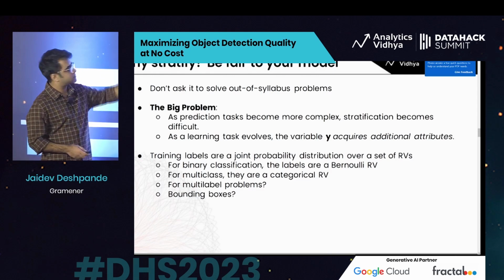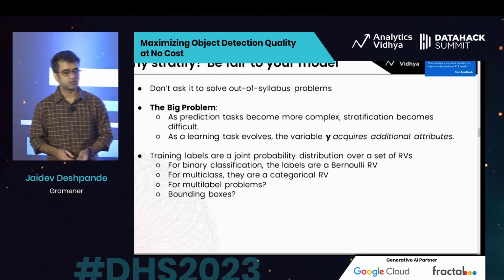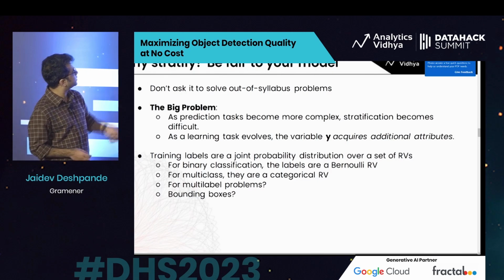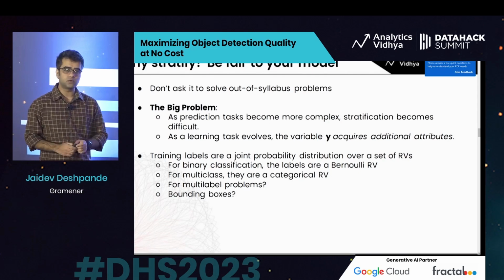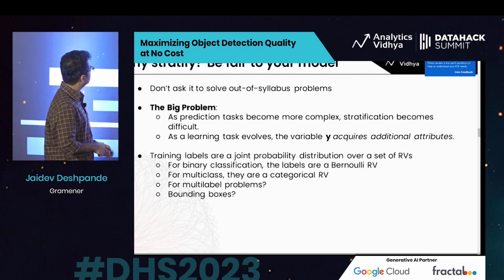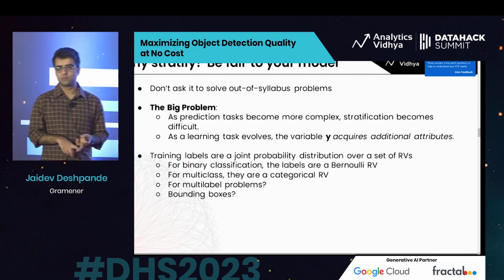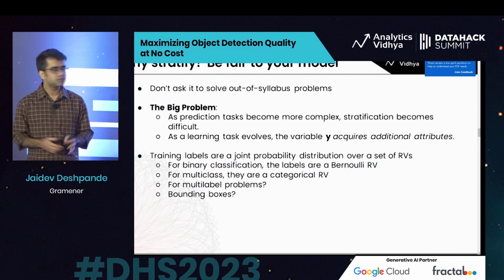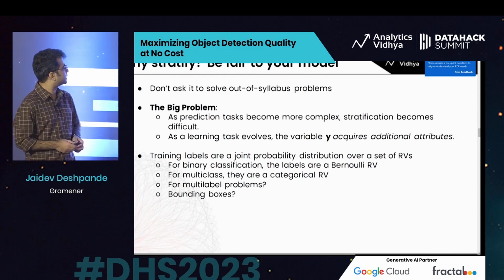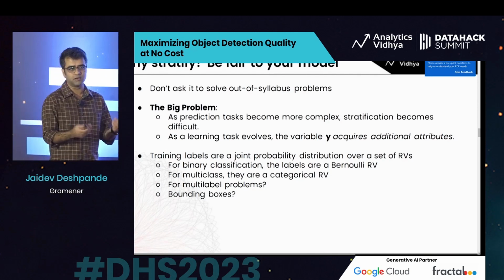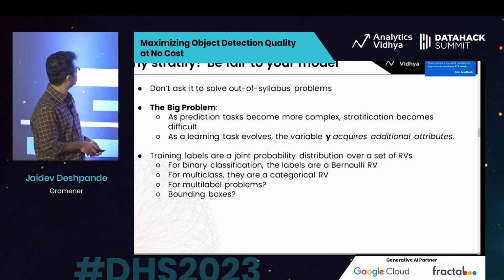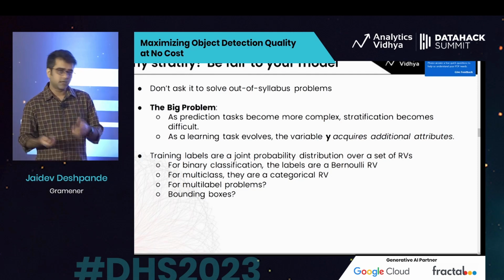And training labels, here's the hypothesis, here's the big idea of this talk: training labels are interpreted as a joint probability distribution over a set of random variables. How well this holds out, we'll see in a few examples. For binary classification, the labels are a Bernoulli random variable. That's obvious. For multi-class, they are a categorical one, or maybe a uniform one, or whatever the case may be. It could be binomial, it could be Poisson, whatever the case may be, right? What about multi-label problems? Dirichlet is one.